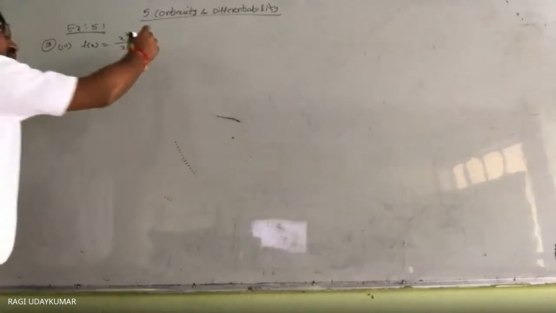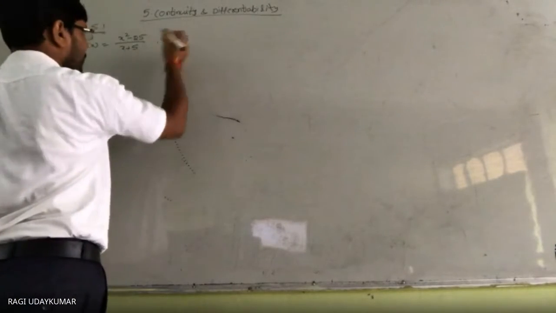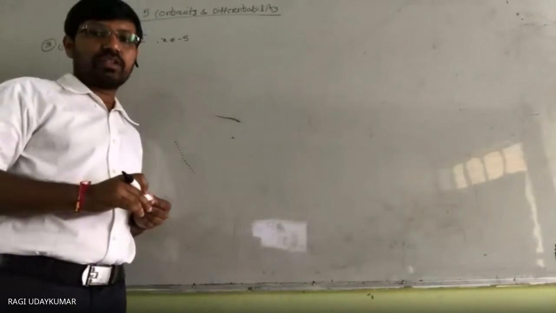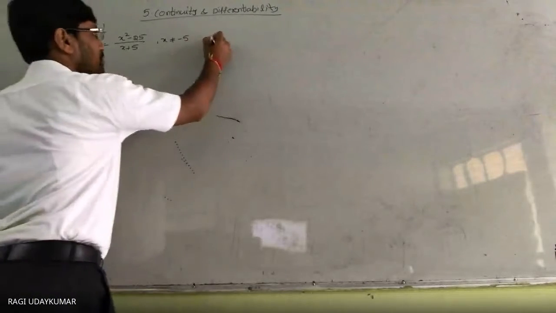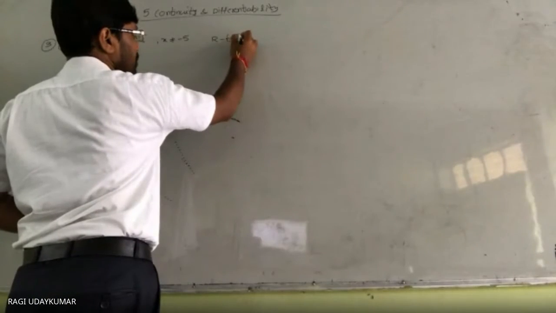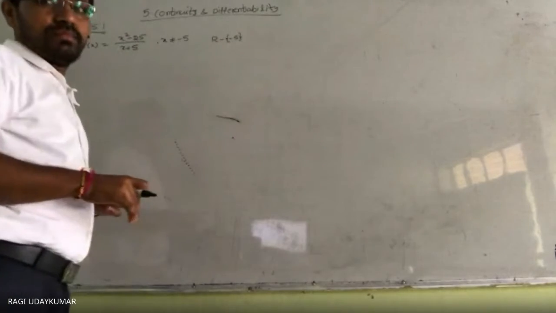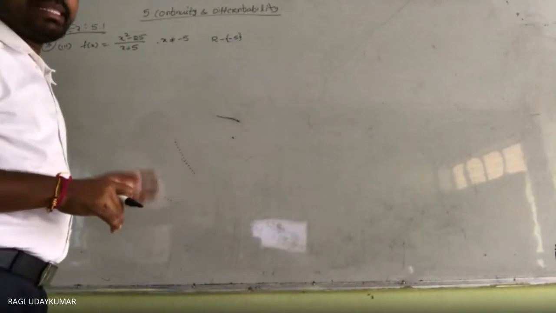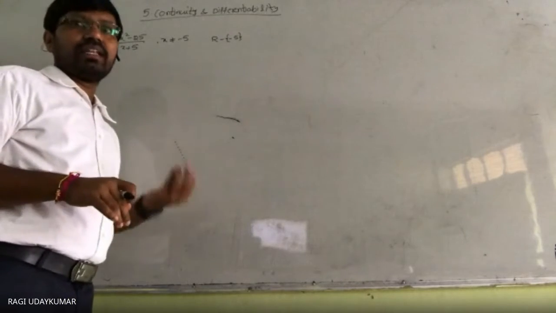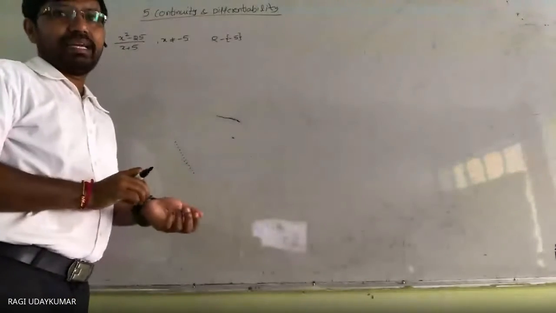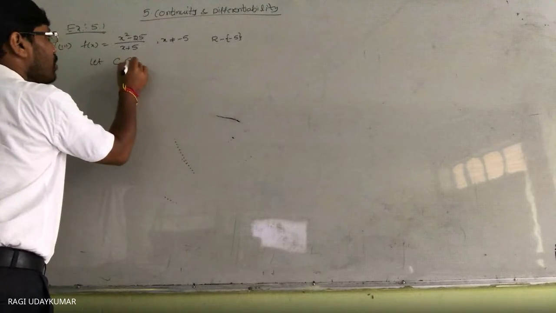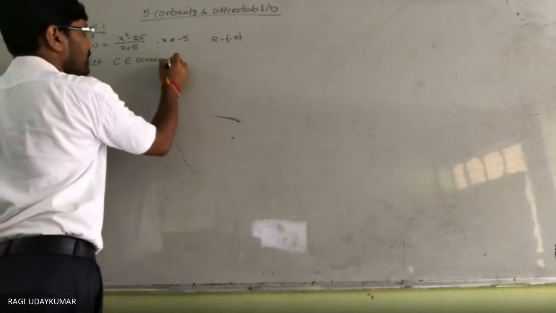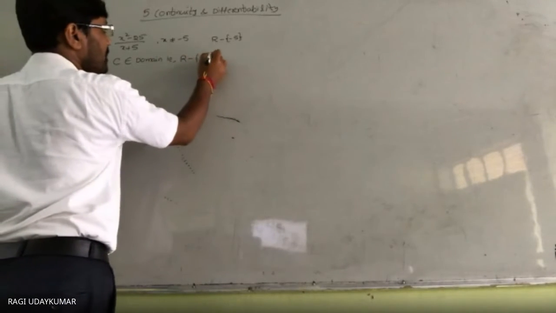And here x compulsorily should not be equal to minus 5. What is the domain of this function? Can anyone say? All the real numbers except minus 5. In this domain, you need to consider one variable, that means one point should be taken into consideration. So let c belong to the domain, that is R minus, if you want to mention it, you can mention.